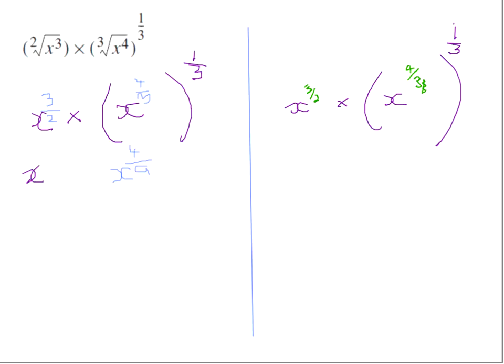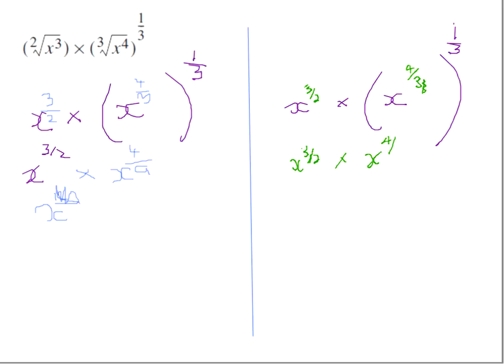So we keep the first part the same, 3/2, and the second part becomes x to the power 4/9. That's very good. Okay, keep going, Mikhail, very good. When we multiply, what do we do with indices? We add them, so it's 3/2 plus 4/9.